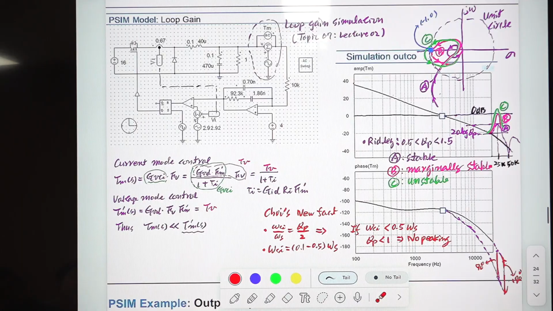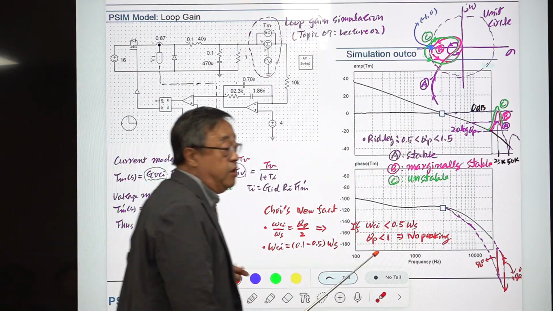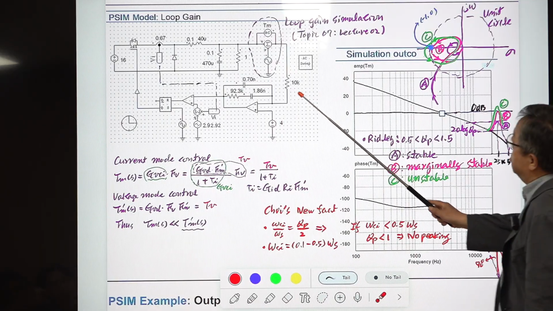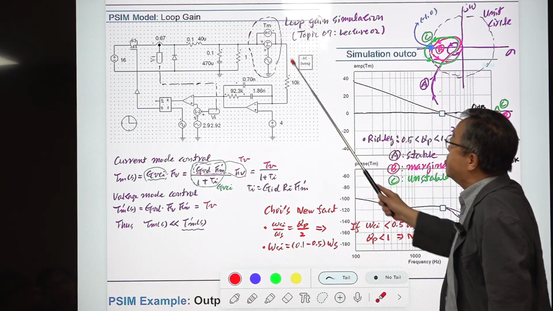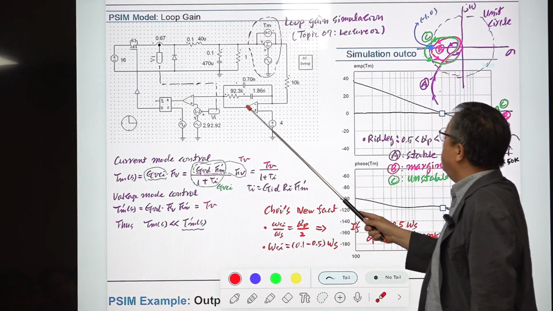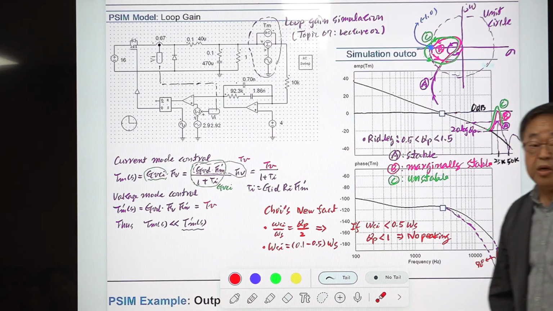So this is the loop gain characteristic. This lecture slide is a little bit busy, but it has a lot of information about the implication of the loop gain characteristic of this current mode controlled converter. This is the simulation result. This is the PSIM model to simulate the loop gain of the converter with current mode control, and this is the result of the simulation. It looks complicated, so I'll explain one by one.